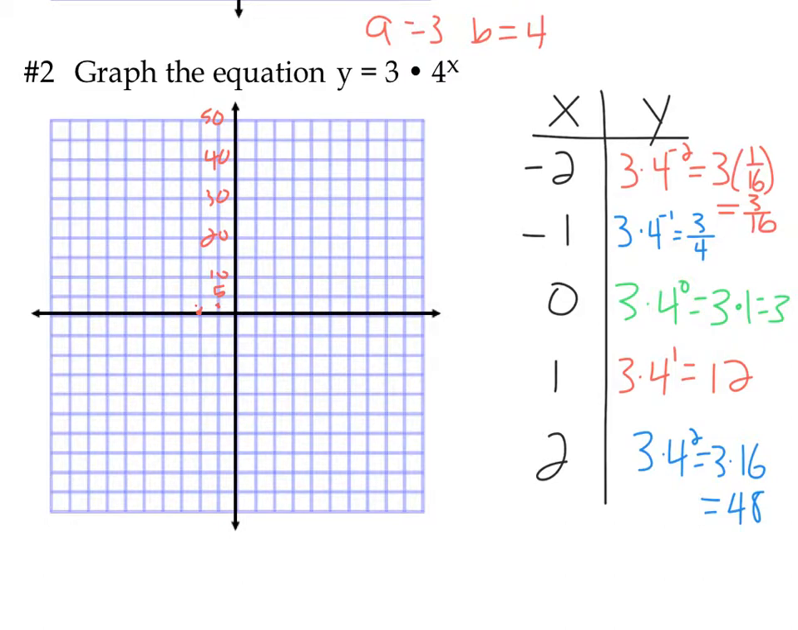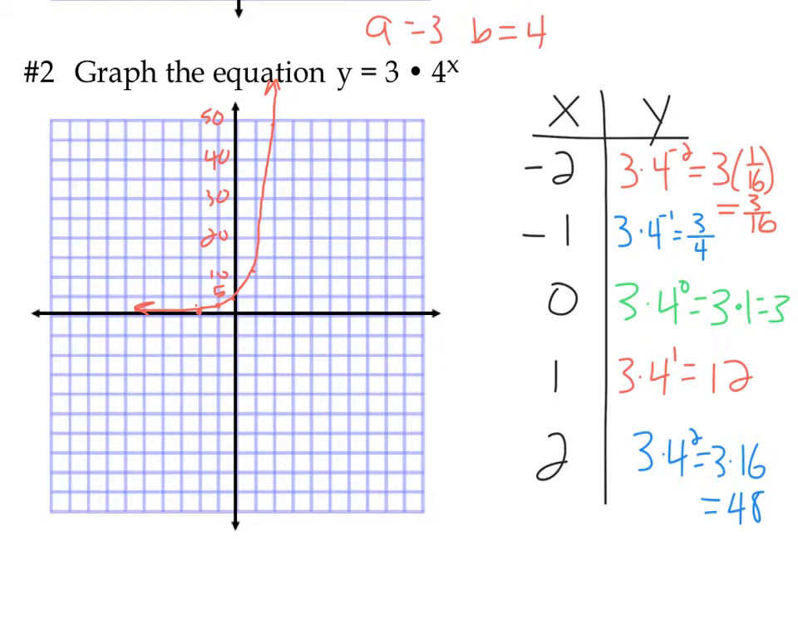0, 3, right? We're going by 5. And then we're going to plug in 1, 12. So 1, 12, right around there. And then 2, 48, and way up here. So again, it's going to be a smooth curve. We can see that it's going to curve down here, and it's going to level off, and we're going to get really close to 0 again.